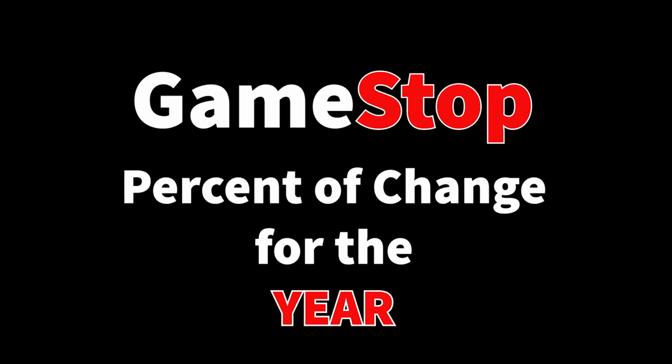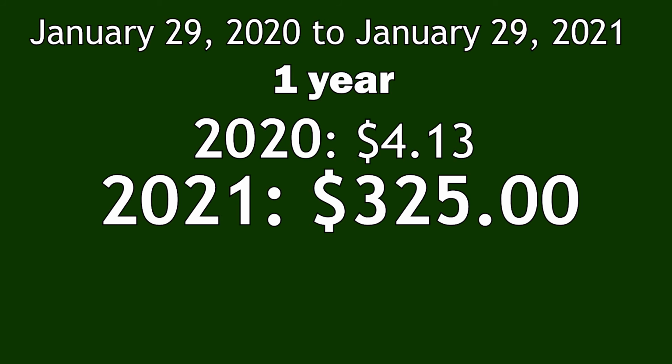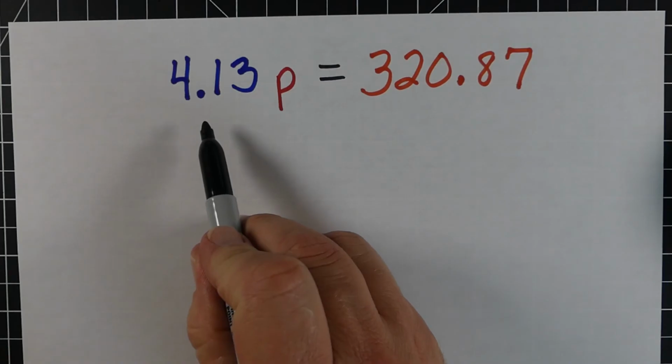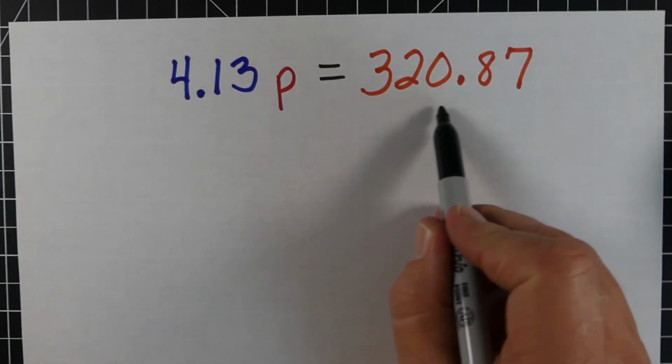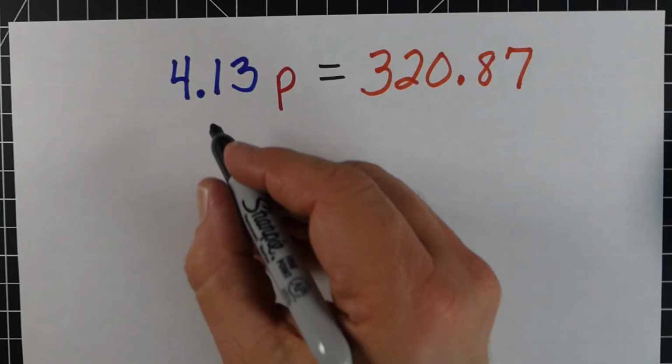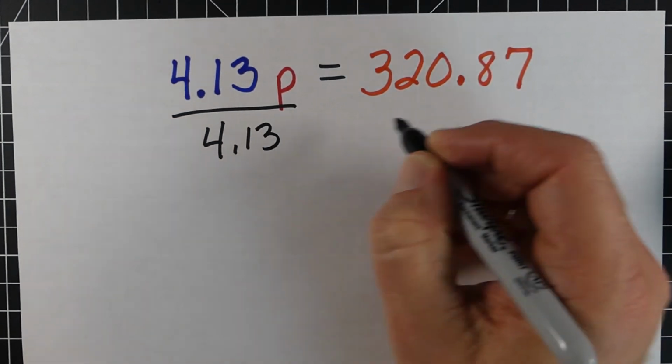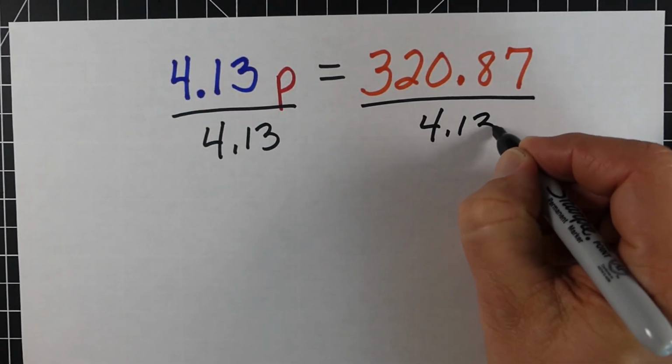Now, we're going to look from year to year. Now, this is a pretty big jump. So back in 2020, the price of the stock was only $4.13. By 2021, it was $325. So the 4.13 was the starting amount. The 320.87 is how much it changed. Divide both sides by that 4.13.